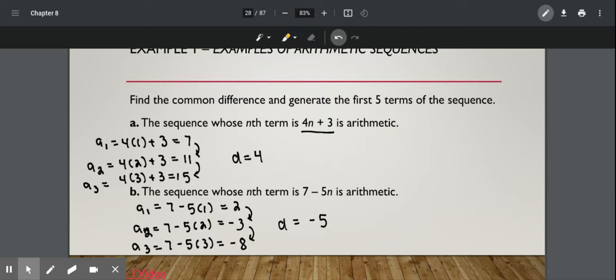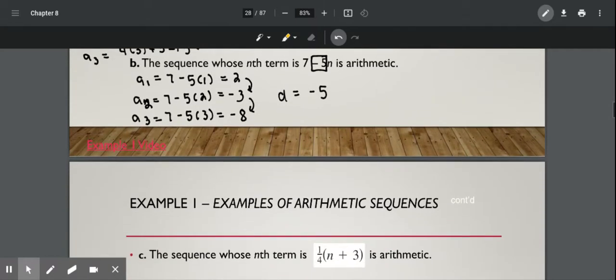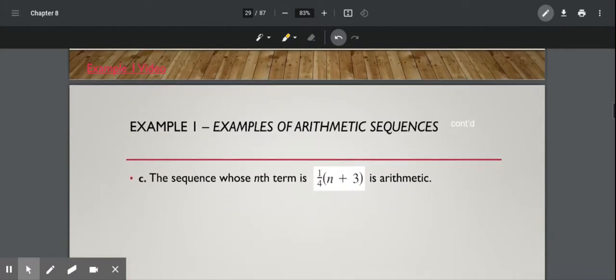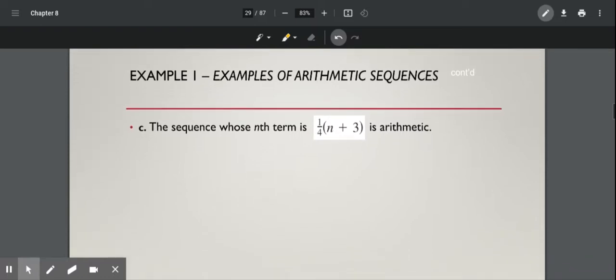If you look at these formulas and think about them as equations for lines, like mx plus b, where you have the slope, the 4 and the negative 5 actually tell you, if you're in your explicit formula that's simplified, what the common difference between your terms is.